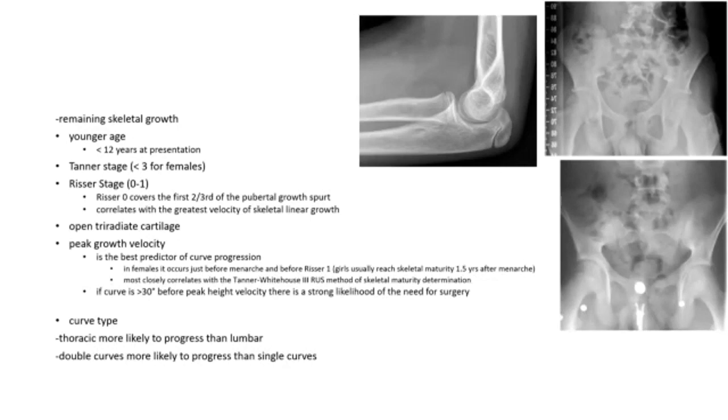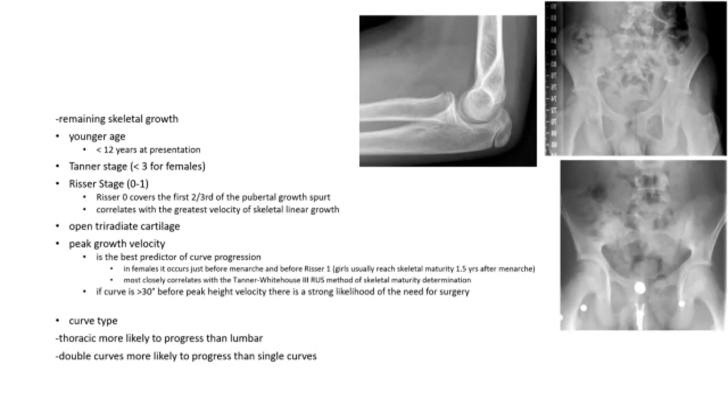Risk factors include also remaining skeletal growth. The younger the age, the more signs that there is still more growth to come, like Risser sign, open triradiate cartilage, the more chance for progression of the curve.